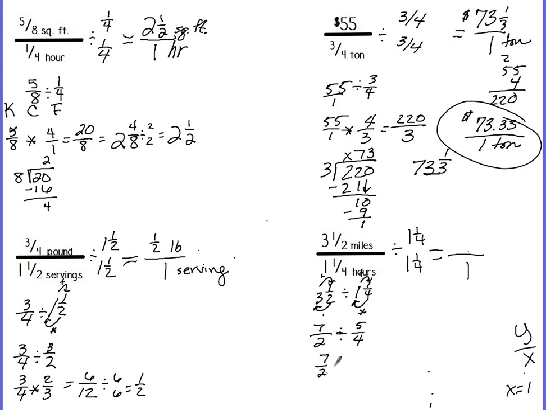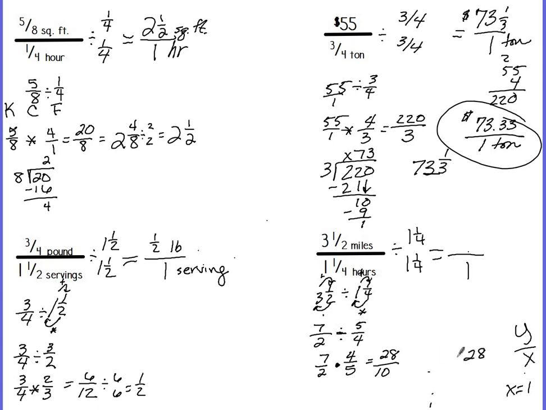Here I have 7 over 2 times 4 over 5. You have to make sure that you flip it. If you don't flip it, you're going to get the incorrect answer. And it makes a huge difference. So here I get 7 times 4 is 28. 2 times 5 is 10. And we know that that's Mr. Improper, so we have to change it to a mixed number.